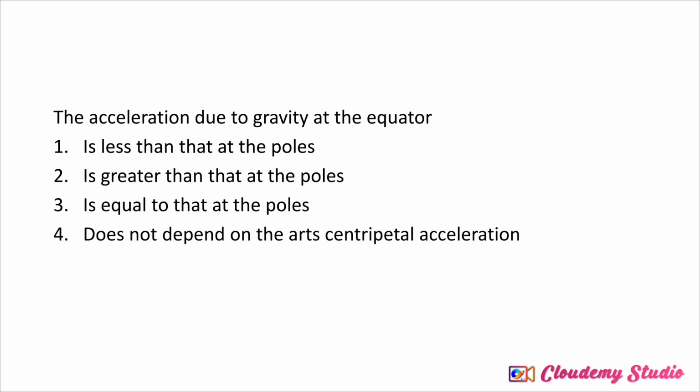The acceleration due to gravity at the equator is less than that at the poles, greater than that at the poles, equal to that at the poles.